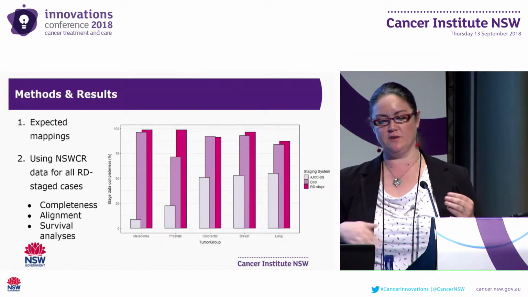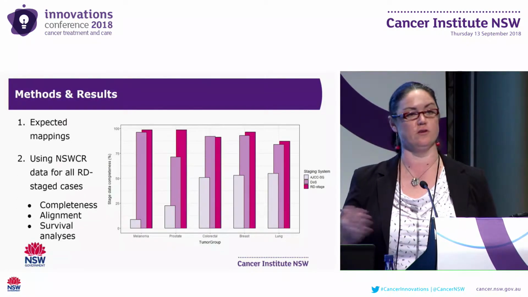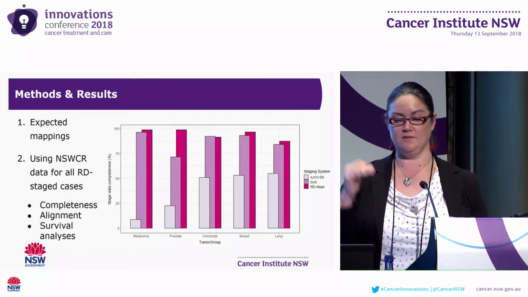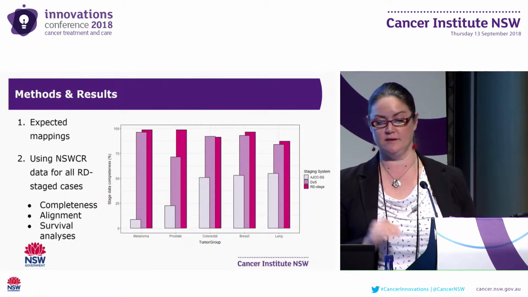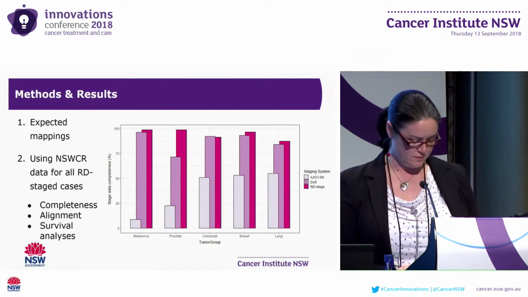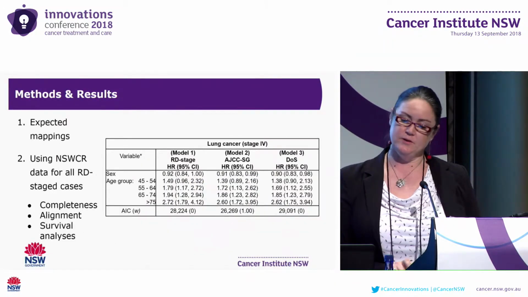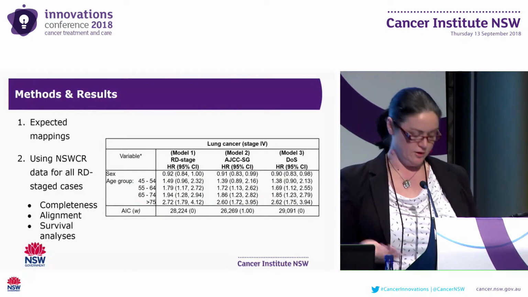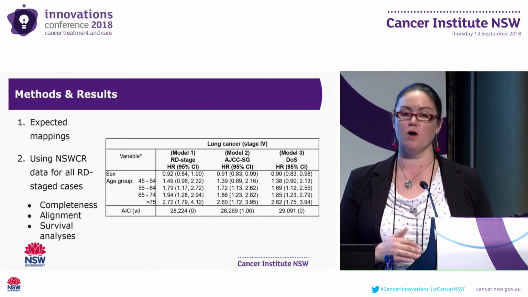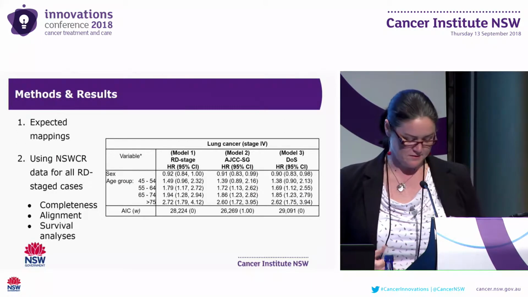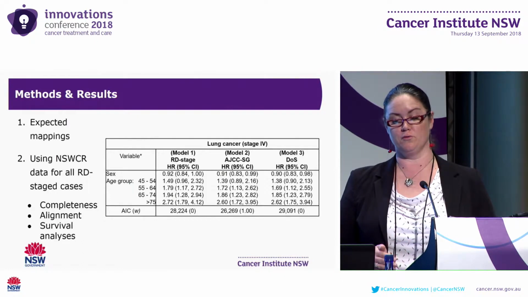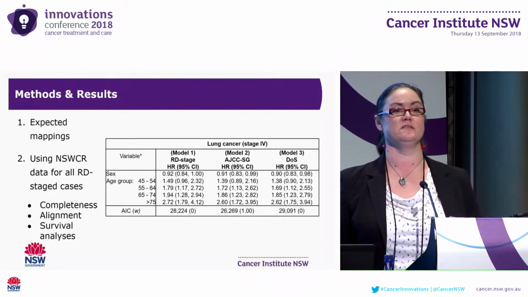But then post-project, once the coders had staged those 26,000 cases, the registry-derived stage shows a much higher completeness across all tumour groups. The other thing we looked at in our evaluation is survival analysis. So in epidemiological analyses, stage data is most commonly used to evaluate outcomes like survival. We compared survival models across all 3 of the stage systems.